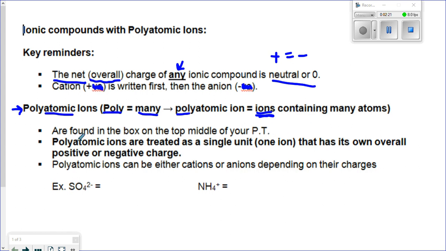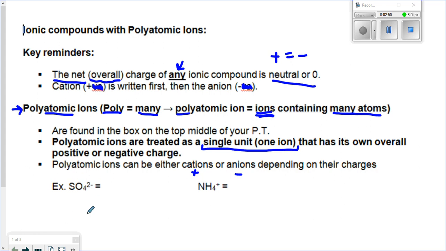Polyatomic ions are treated as a single unit. They travel together: one ion that has an overall positive or negative charge. It can be more than one positive or more than one negative, but they travel together. They're treated as a single unit, even though they're made up of many atoms. Polyatomic ions can be either cations or anions, depending on their charges.